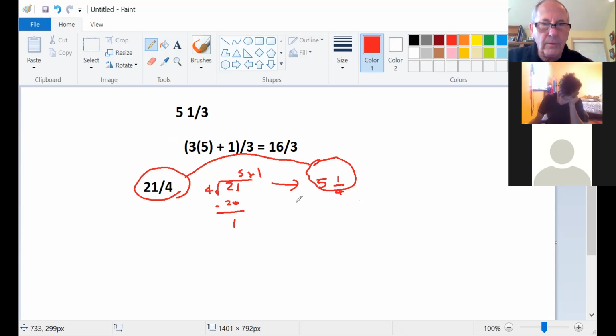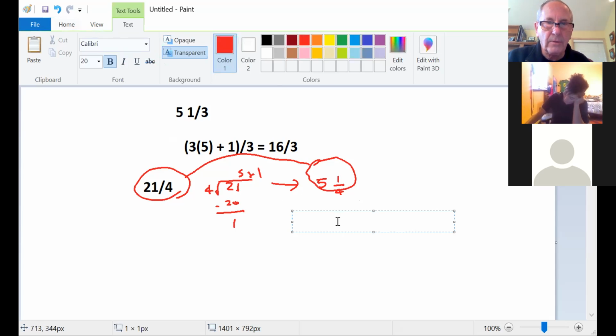I'll do another one right here. But it's important to understand how to do these. So take notes so you can look at this and figure out how to do it. Okay, so let's do another one: 17 divided by 2. This is my improper fraction. I want to convert this to a mixed number.